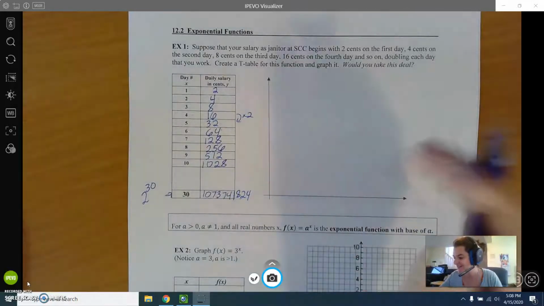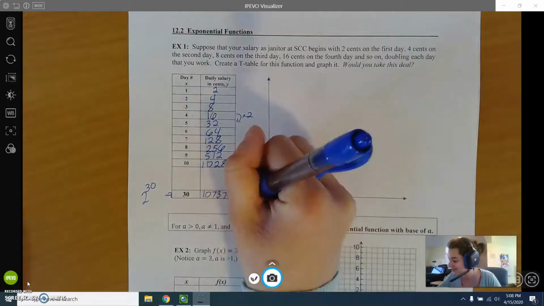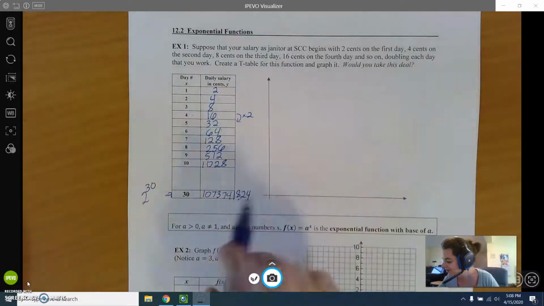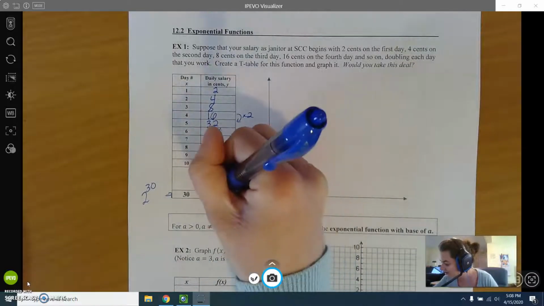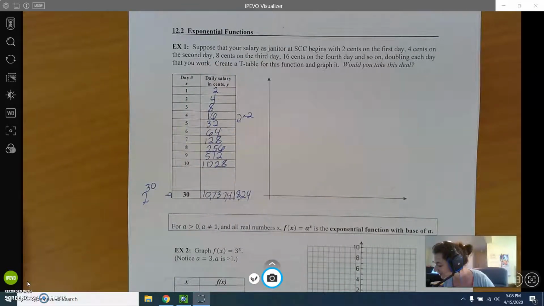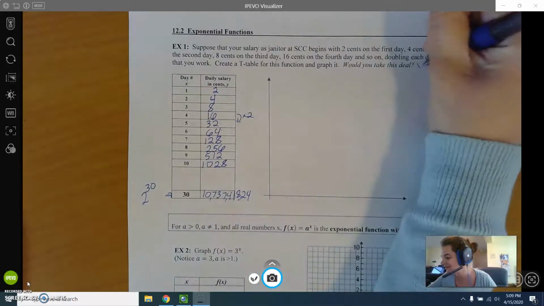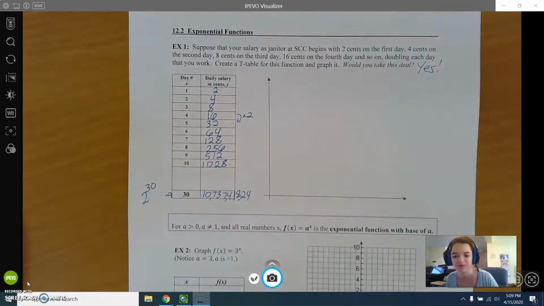So just if you stick it out as a janitor for 30 days, let's see here, that's in cents, so in dollars, in case you're curious, you'd be making $10,737,418 and 24 cents. So I think it would probably be worth sticking around for a month to make that kind of money. Okay, so would you take this deal? You probably would if you enjoy making a lot of money for just doing some cleanup.